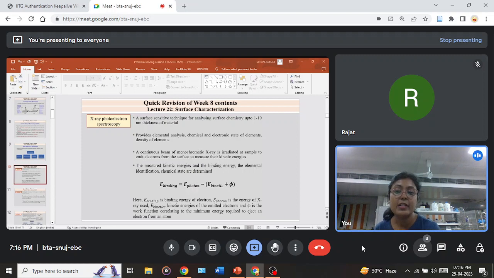So this binding energy is basically equal to the energy of the photon minus the kinetic energy plus phi. So this phi is actually the minimum energy required to eject an electron from an atom. So if you see it's in brackets, so if you open it, it will actually be E photon minus E kinetic minus phi. So this minimum energy required to eject the electron from an atom will be subtracted to get the binding energy, right?